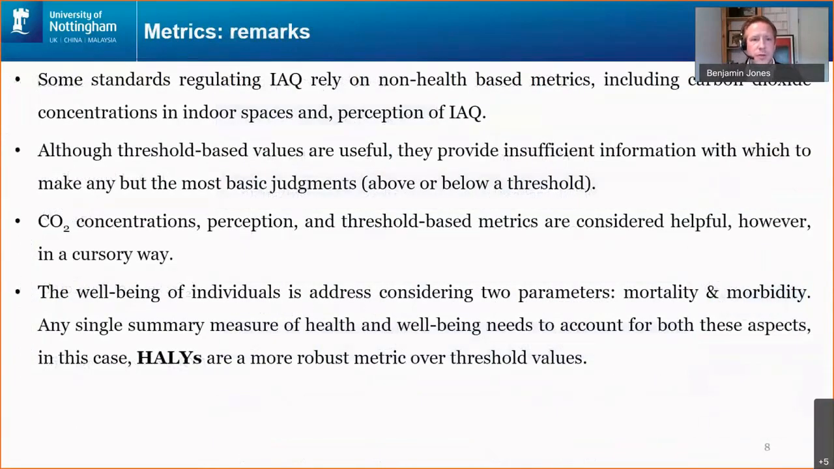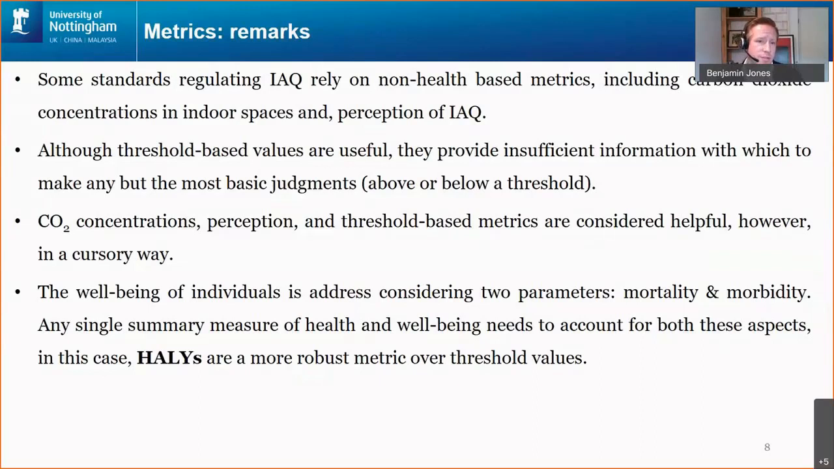So just a few comments then on some of these metrics which are starting to appear. So some standards are regulating air quality, generally relying at the moment on non-health-based metrics, certainly with the 10 litres per second non-evidence-based metrics. And here you might use an indicator like carbon dioxide to show whether a space is underventilated or not, or the perception of the air quality. So although threshold-based values are useful, they provide insufficient information with which to make any but the most basic judgments. They certainly don't tell us about harm.